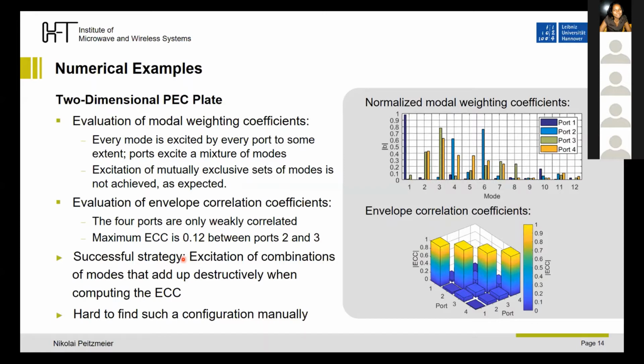So what can we learn from this? Obviously, the successful strategy consists of exciting some weird combination of characteristic modes, which add up destructively when computing the ECC. And of course, this would be hard to find manually, for example, by inspecting the characteristic surface current densities. And what our procedure does basically is automate this design process that we usually would do manually.